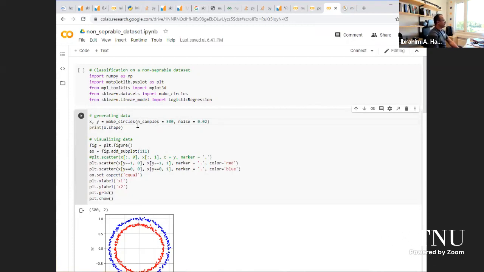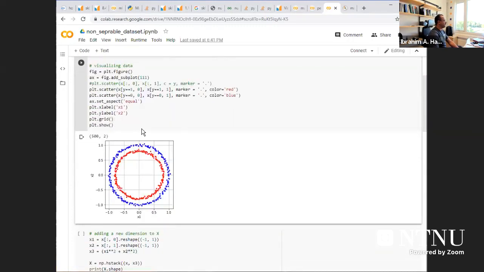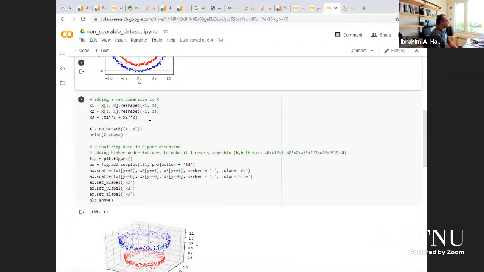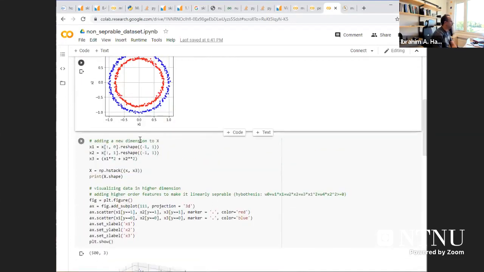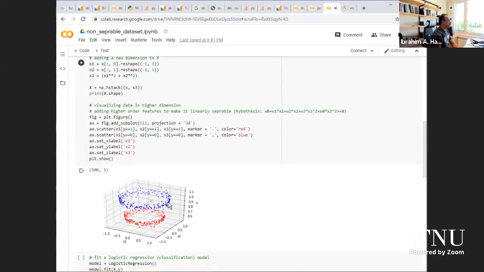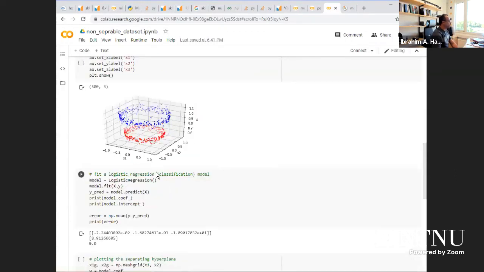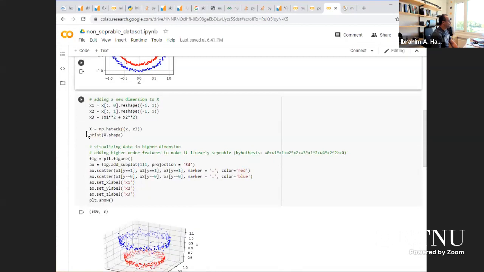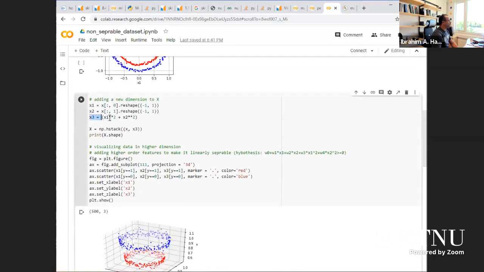So I just generated this one from sklearn, and plotting it, you will get this graph. After that, I will use a logistic regression. Now, for example, I have the features: the first features are x1, x2. Now I'm selecting x3 equal to x1 square plus x2 square. When plotting it in 3-dimensional space, it will look like this. Now I want to fit a logistic regression, so I introduce a new feature, a higher order feature.